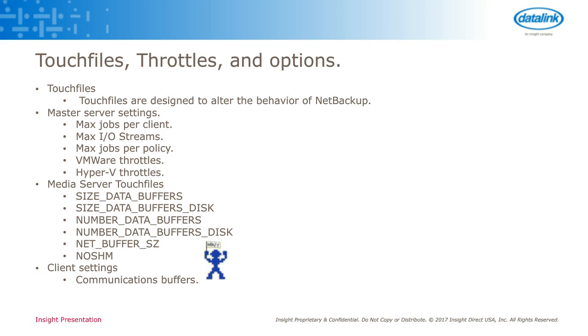The file above that, size data buffers, applies only to tape. It doesn't apply to disk. So these two don't affect each other, but they do apply to the appropriate naming. Anything that does not have the underscore disk applies exclusively to tape. Then we have number data buffers and number data buffers disk. Again, if there's no disk on the end, it applies only to tape. This is the number of buffers to create, and the same for disk.